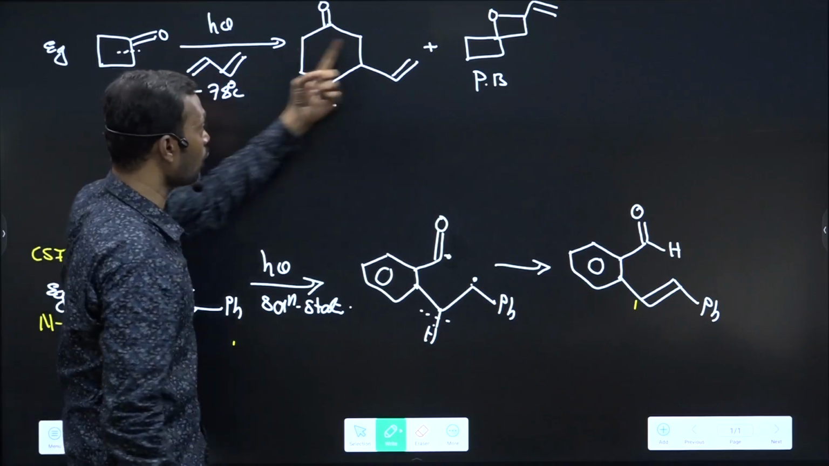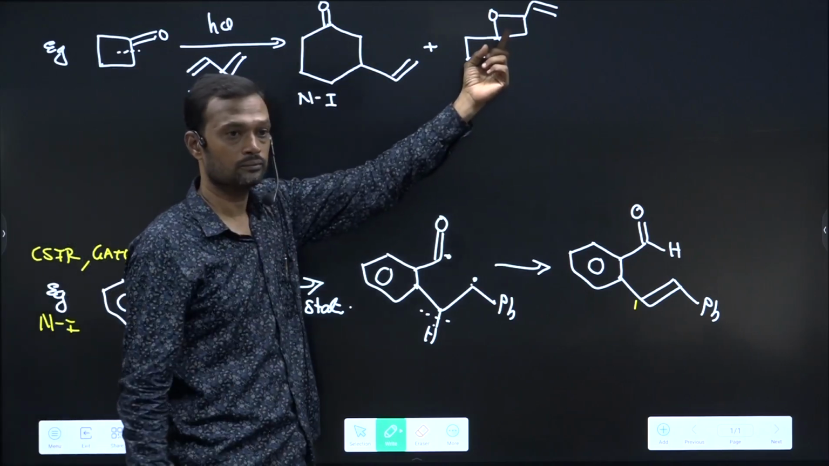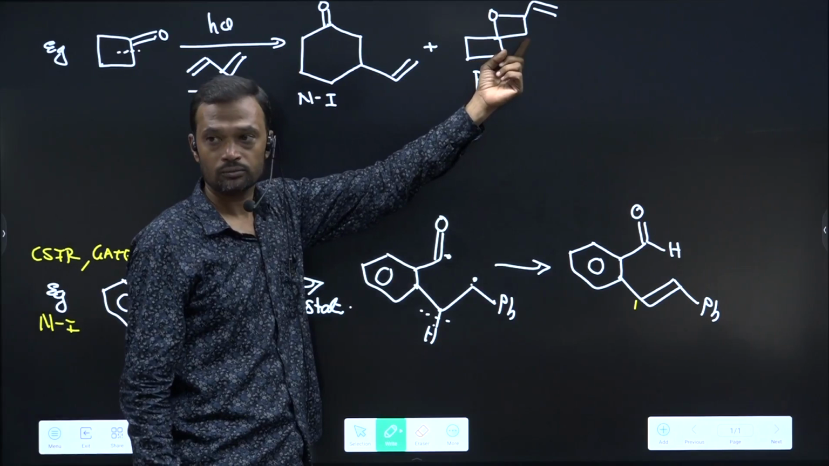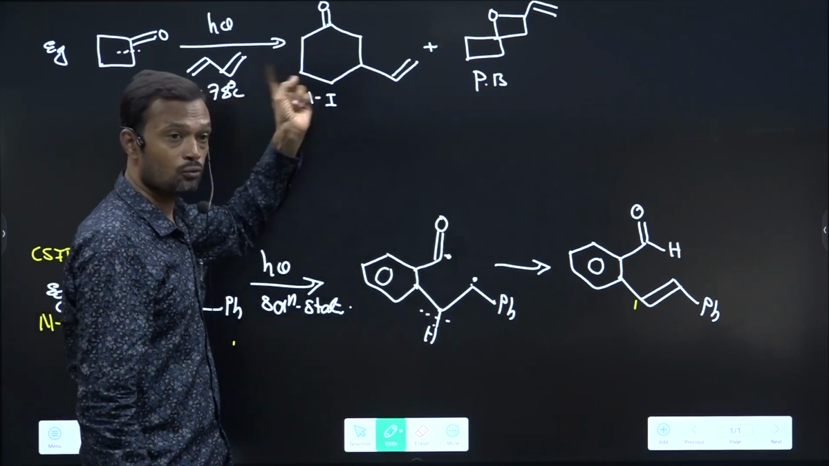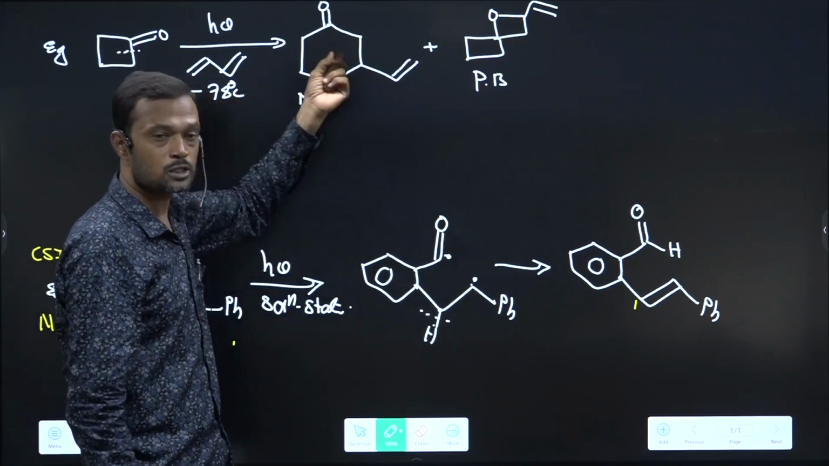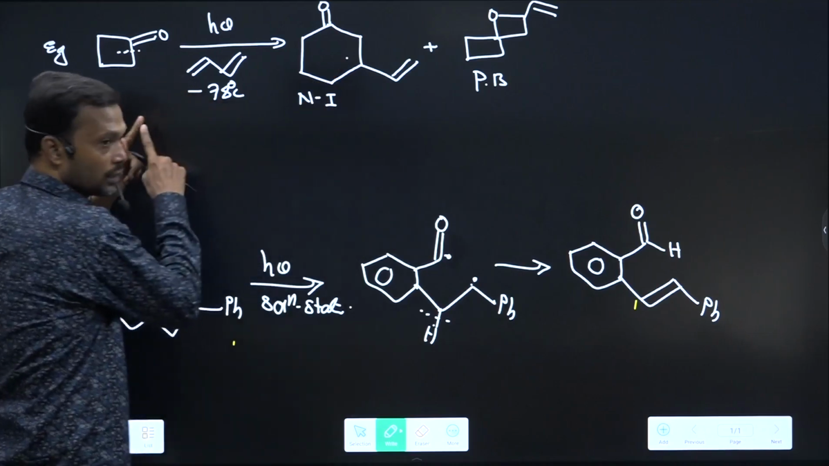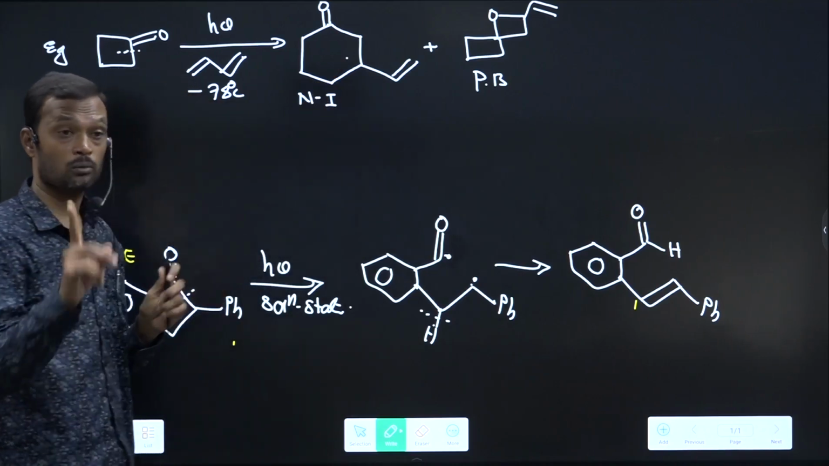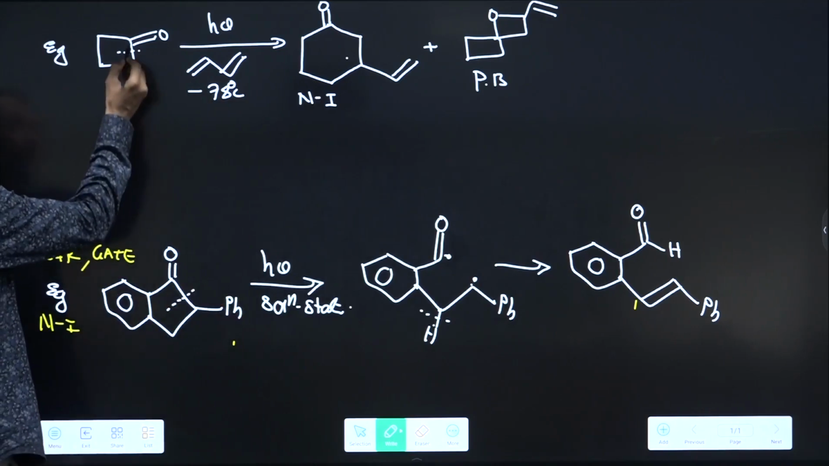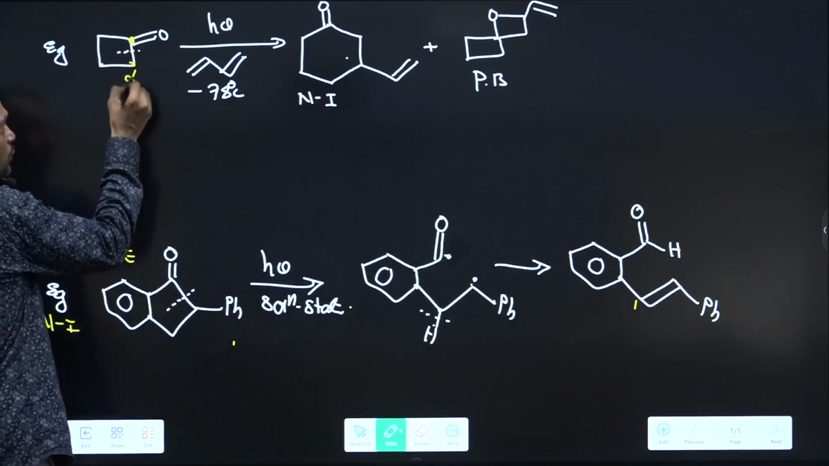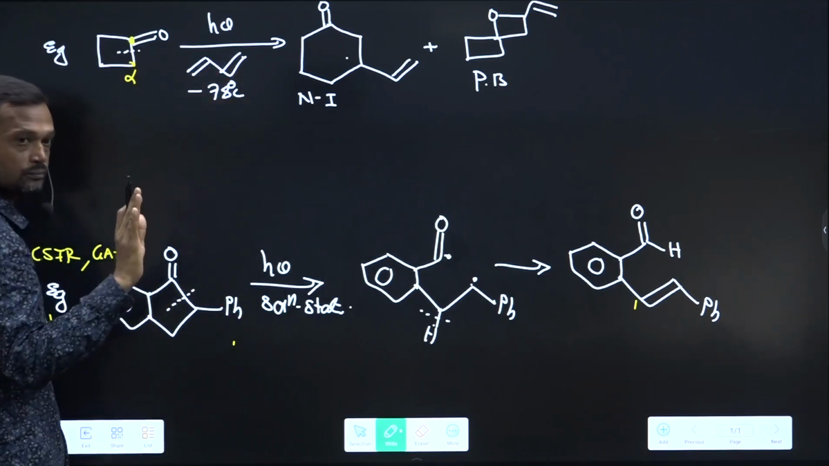But the 4-membered ring giving how many 4-membered rings? Two 4-membered rings. Means we are increasing strain or not? But here 4-membered becomes 6-membered, and these two are coupled together. It is also Norrish one. Norrish one means cleaving the carbonyl carbon and alpha carbon. If you cleave this one, that is Norrish one only.